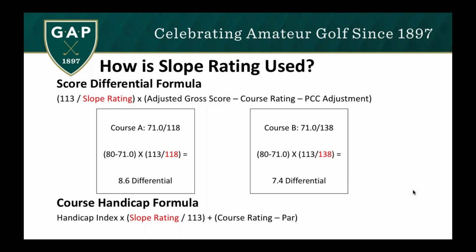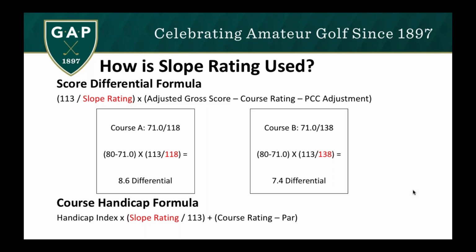Your course handicap formula is your handicap index multiplied by slope rating divided by 113, plus the course rating minus par. Scott, is there anywhere else in the World Handicap System that slope rating comes in? Obviously these differentials are used to help determine the PCC adjustment. If players are shooting better or worse than expected in great numbers, we would have a PCC adjustment. But slope goes into your handicap index by going into each differential, so we also have to bring it back out in the course handicap.